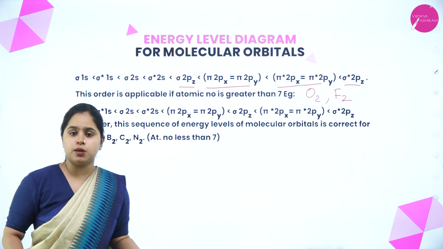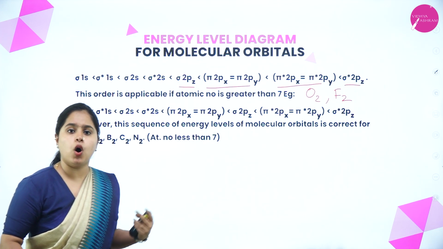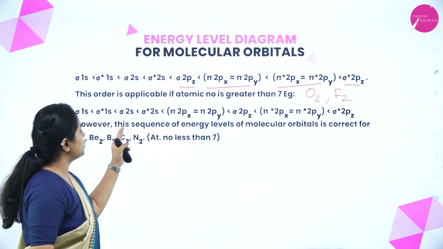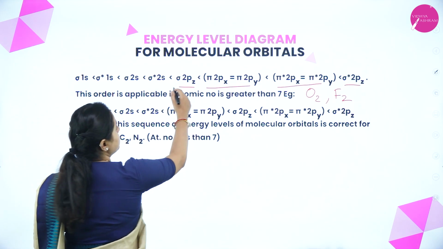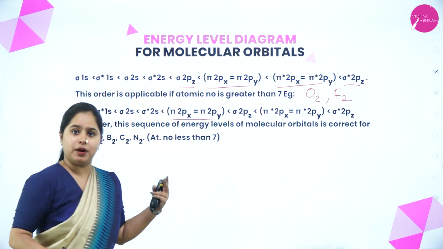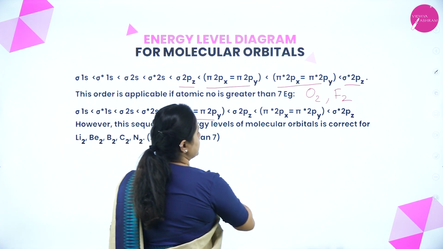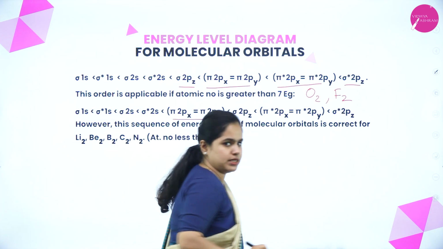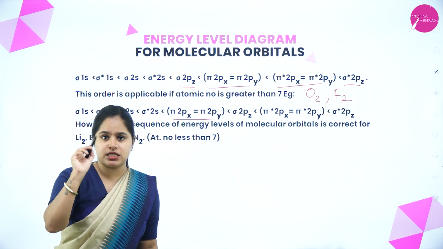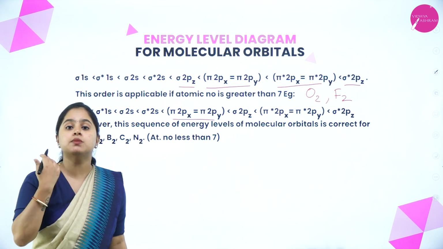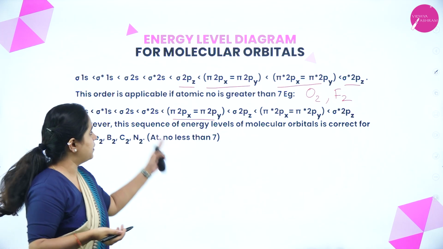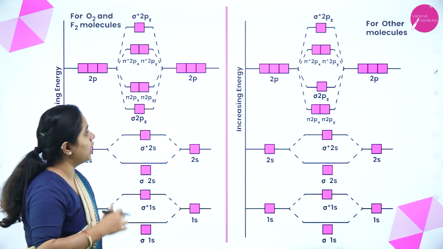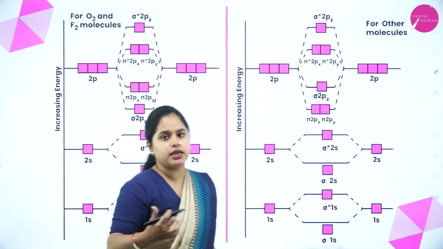Now coming to the molecules other than O2 and F2, the order is a little bit different. It is sigma 1s, sigma star 1s, sigma 2s, sigma star 2s. Then instead of sigma 2pz, pi 2px equal to pi 2py comes, and then sigma 2pz. Then pi star 2px equal to pi star 2py and then sigma star 2pz. Wherever you see the star sign, it represents an anti-bonding molecular orbital, and wherever you cannot see that, it is a bonding molecular orbital. Let's see the molecular orbital diagram so you will get a better idea of it.